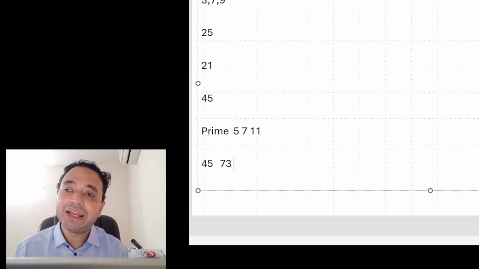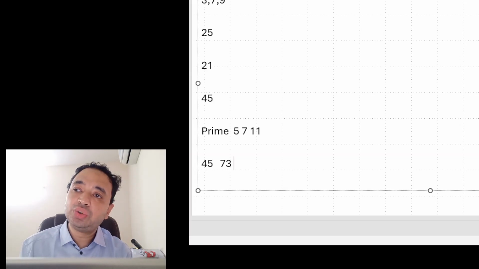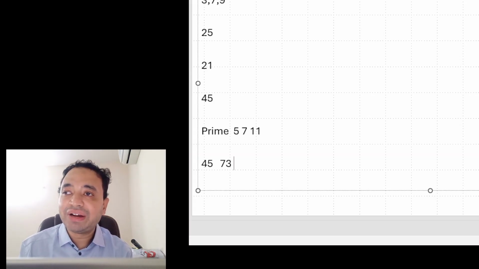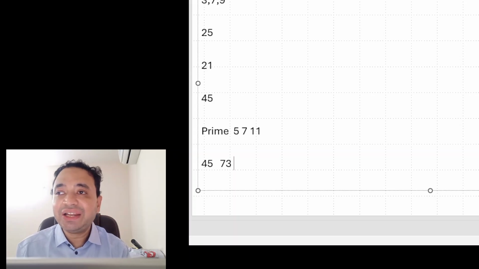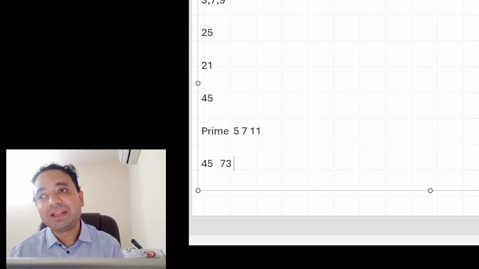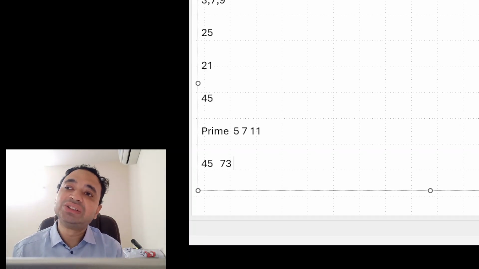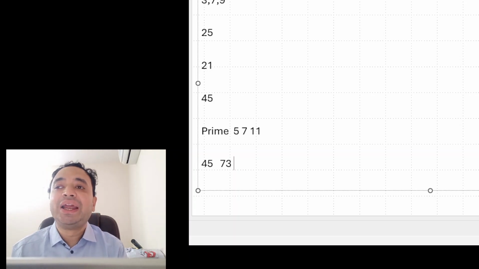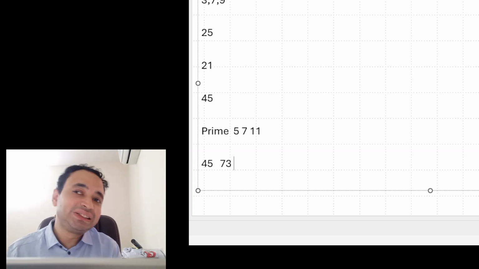So if you take any number, divide it with either 2, 3 or 5, if it is getting divided, then it will be either even or odd depending on the case. If it is divided, it becomes a prime number. It is as simple as that.